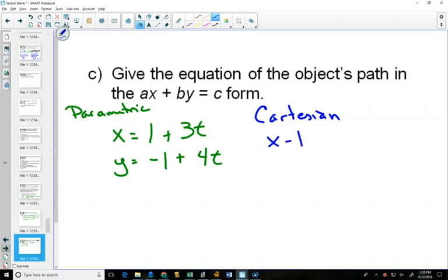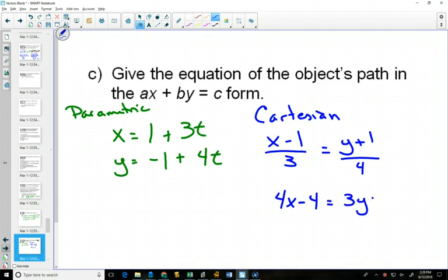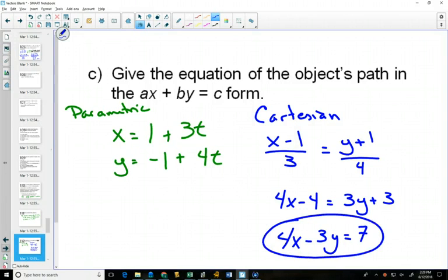In the first equation, solving for t, I'd get (x minus 1) divided by 3. The second equation, solving for t, I get (y plus 1) divided by 4. And that's our Cartesian form. And the Cartesian form is the one that you can manipulate to get into y equals mx plus b, or any form of the line. In this case, we want ax plus by equals c. So I would multiply both sides by 4 and both sides by 3. Get 4x minus 4 equals 3y plus 3. And rearrange things, and we get 4x minus 3y equals 7.